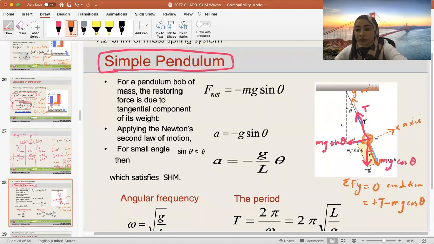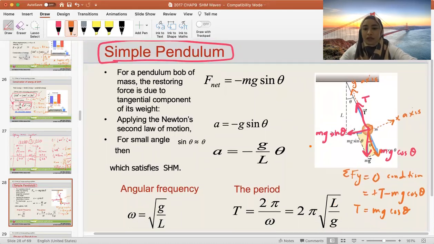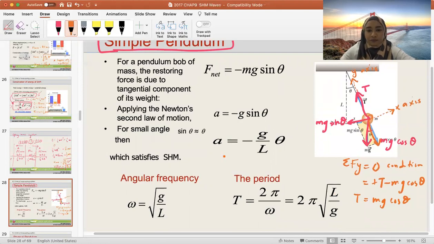Okay, so that means that T is equal to mg cosine theta, because it is in equilibrium. So now I want to look at my x-axis. So my equation for the x-axis. How do I do this?